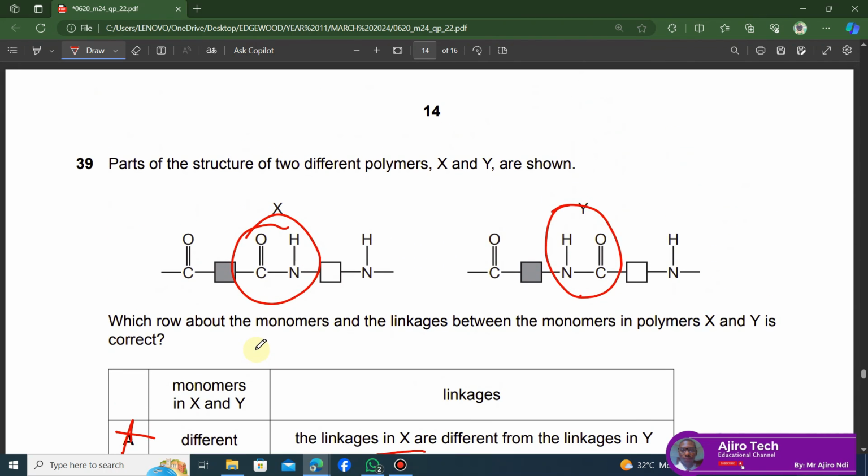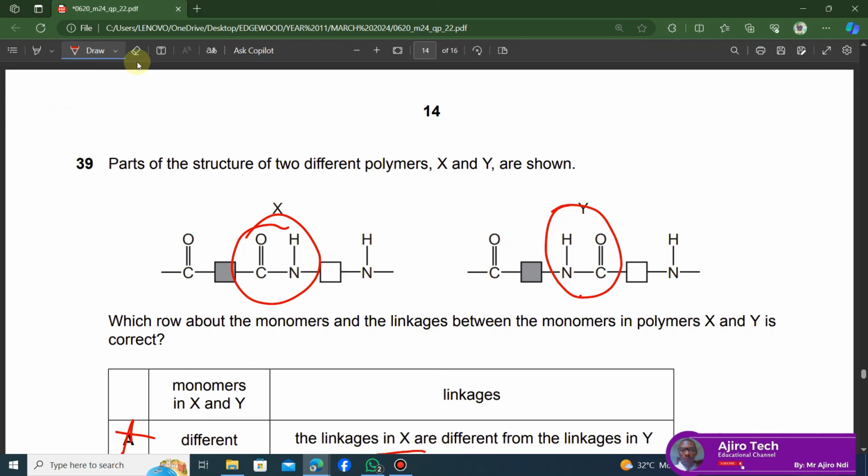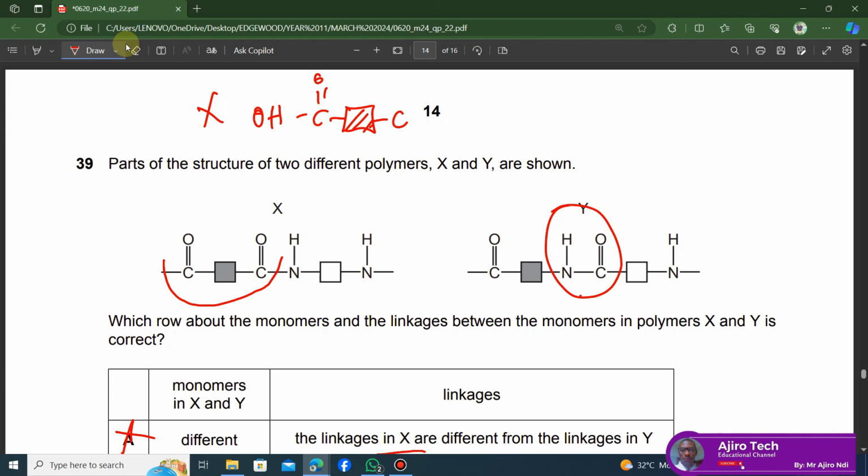different or not. So let's draw out the monomers of the first polymer, and we also draw out the monomers of the second one. I'm just going to draw so that the explanation is clear enough. I'm going to erase this. The first monomer moves all the way from here to here. So for monomer X, we're going to have the OH, of course, C double bond O, then the shaded box, then C double bond O, OH. So this is the first monomer that combined for X.